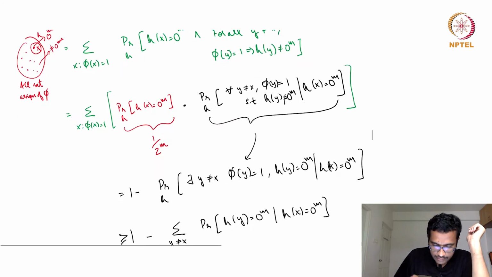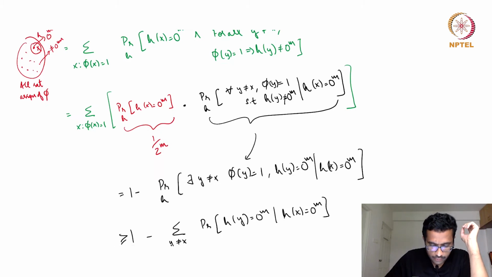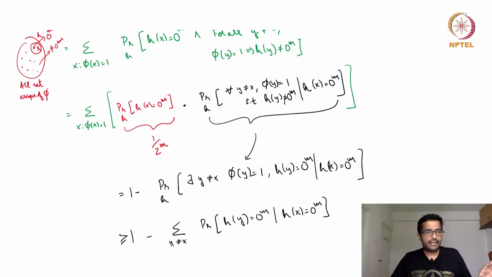So I will say it again. We want for each x that is outside the summation, h of x to be mapped to 0, and for all the remaining solutions of phi, satisfying assignments of phi, let's say we call them y, that are not equal to x, we want h of y to be not equal to 0.